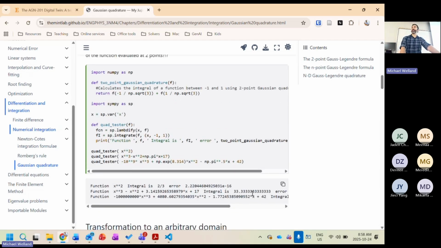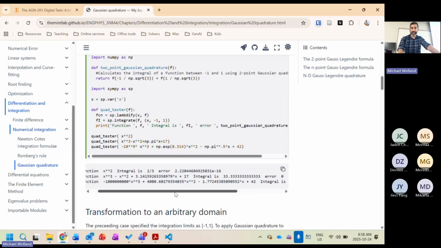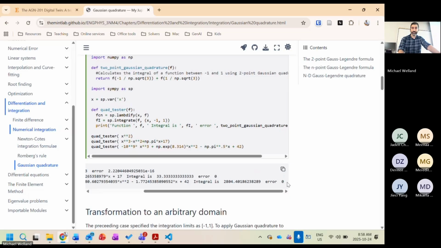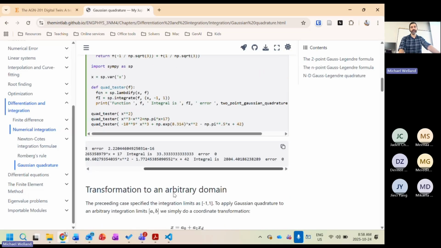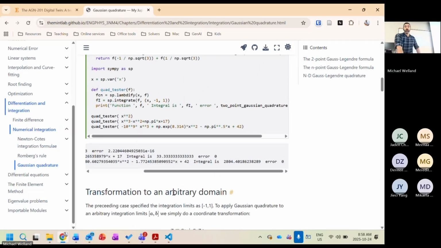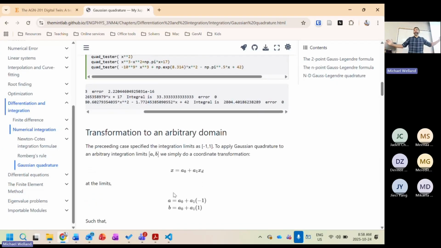Sure enough, the math checks out. Now, maybe Gauss made a mistake. So Mike Wellen plots it into NumPy and double checks his work. And yes, it does work exactly. Error 0, 0, 0, again, finite precision. Is this surprising to anybody? It's surprising to me that this thing actually works.